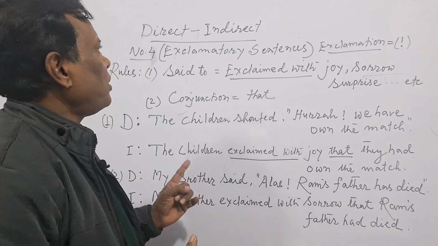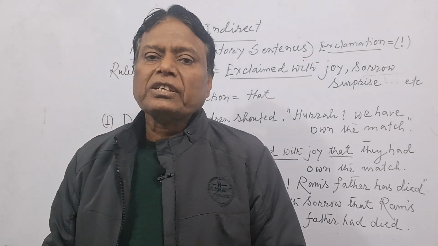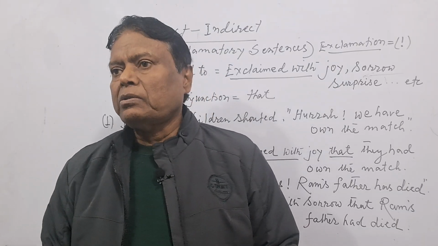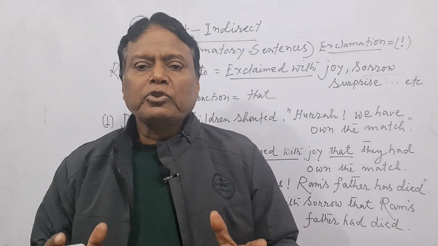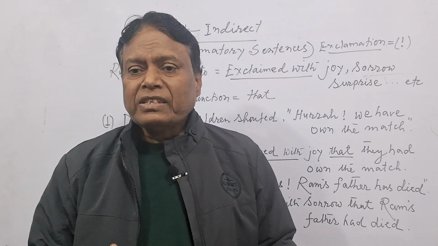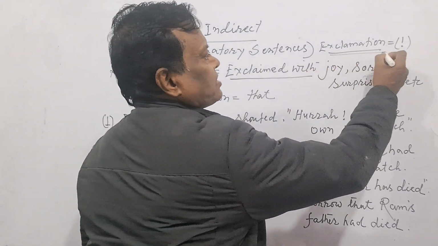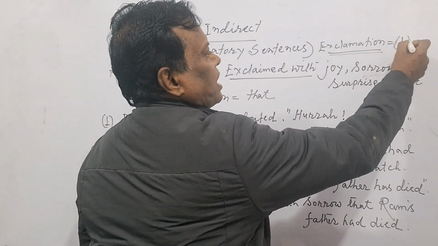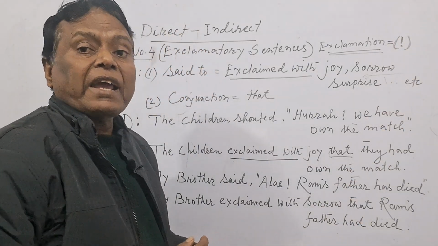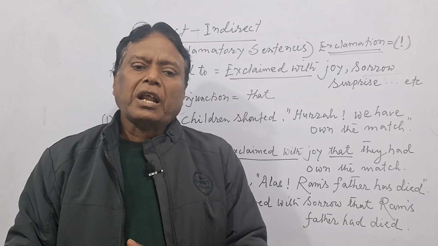So see, today our topic is number 4, that is exclamatory sentences. What is an exclamatory sentence? Let us see. Exclamation means an extreme sense of joy, sorrow or surprise. We show some extreme feeling. So whenever this sign comes, this is called the exclamation sign. This sign comes in written English anywhere you find, so that is your exclamation.